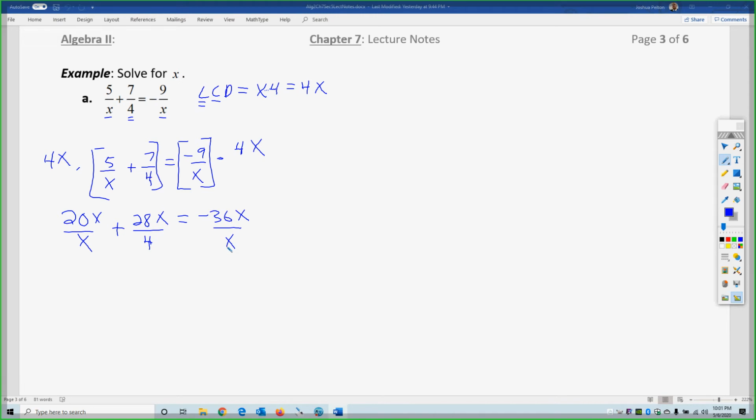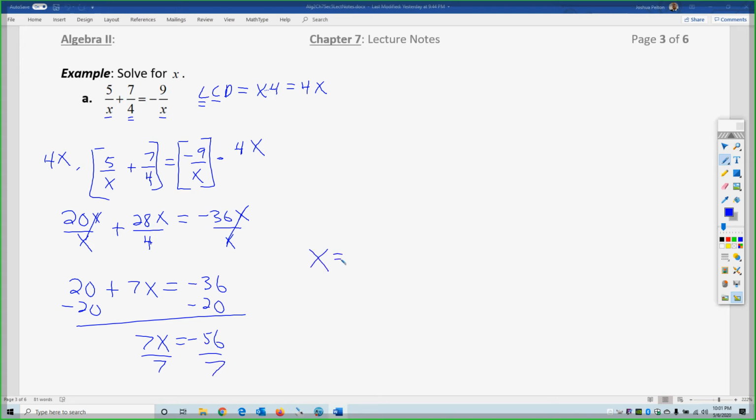You don't necessarily need to distribute through if you can cancel in your head, but I recommend it so that you don't mess up. Okay, so that's going to cancel, leave me with a 20. 28 over 4 is going to leave me with 7x. And the right-hand side is going to cancel actually with negative 36. So I'll subtract 20. So 7x equals negative 56. And we'll divide by 7 and get x equals negative 8.